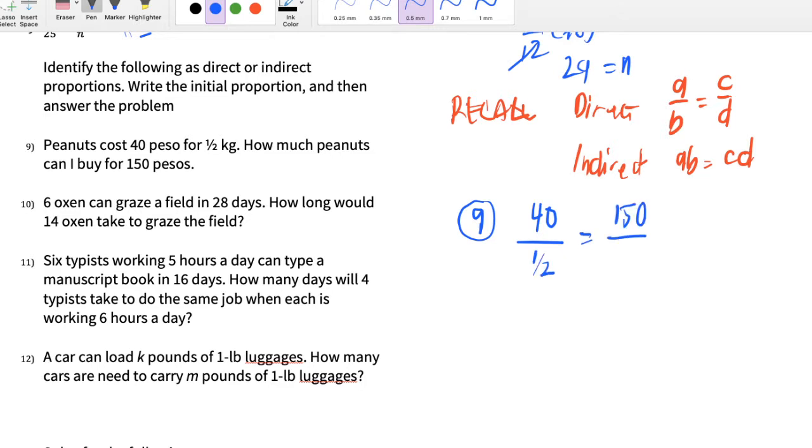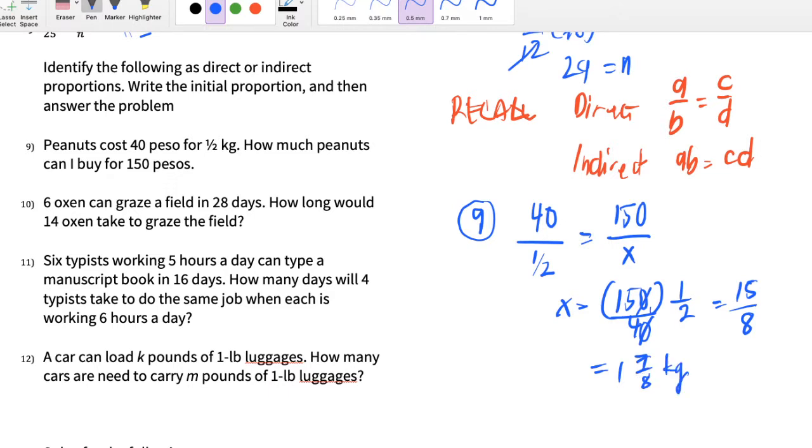Hindi pa natin alam. Okay, so to get x, we will multiply 150 by 1/2 and then divide it by 40. Okay? So here, cancel na tong 0 natin. 15 over 8. Or 1 and 7/8 kilogram. Okay? So kung yung choices mo is in decimal, i-convert lang natin this one by dividing 15 by 8. The answer would be 1.875 kilograms.